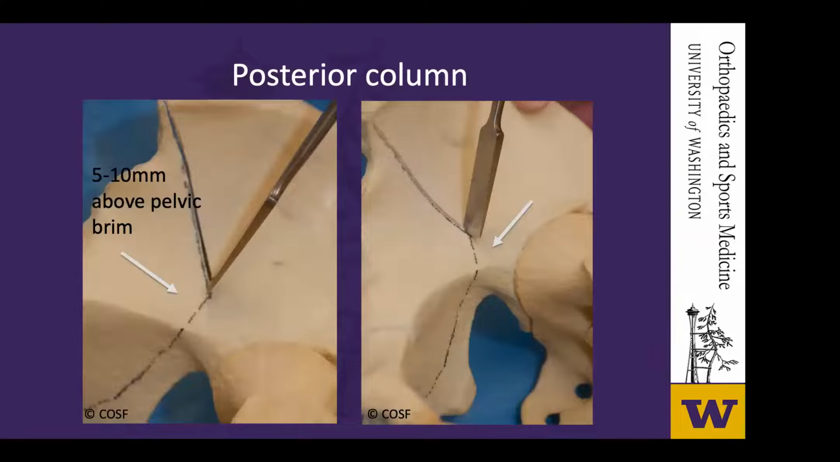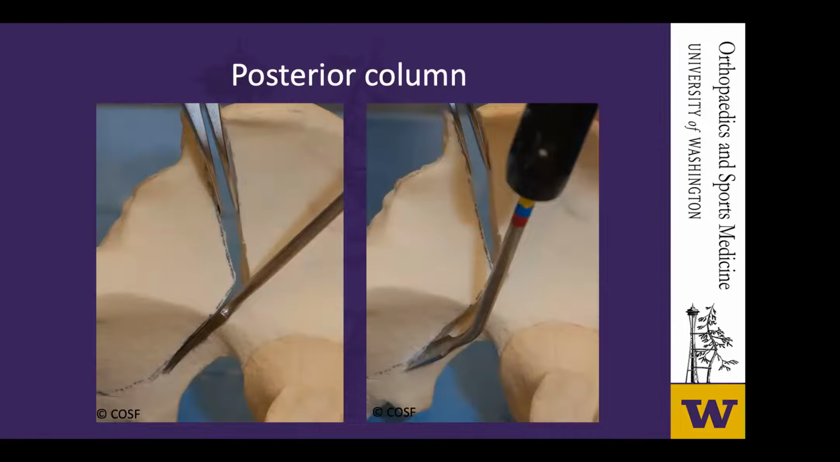The final cut splits the posterior column, starting where the iliac osteotomy ended, about a centimeter or so proximal to the pelvic brim. The use of an angled or curved chisel is often needed to complete the osteotomy, working medial to lateral in the posterior column to match the first cut.